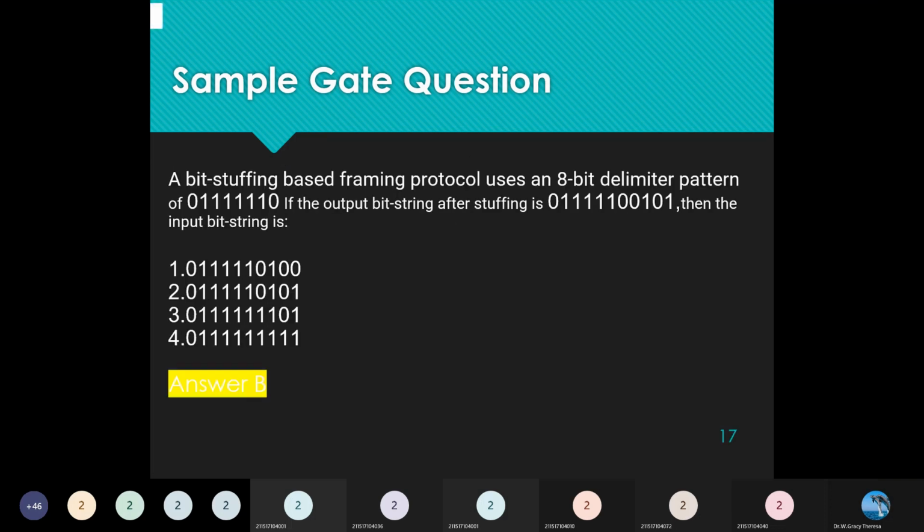Let me see another problem. Bit stuffing is based on a framing protocol that uses an 8-bit delimiter. The same thing. The output frame is this, and of course we have the same thing. And what is the output for this?